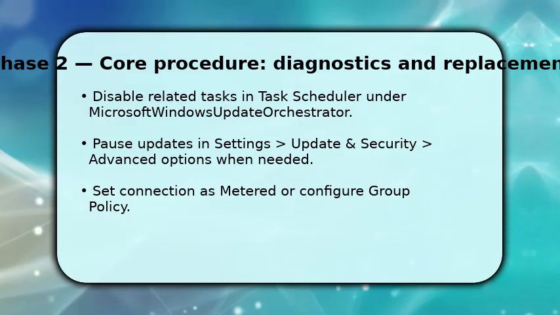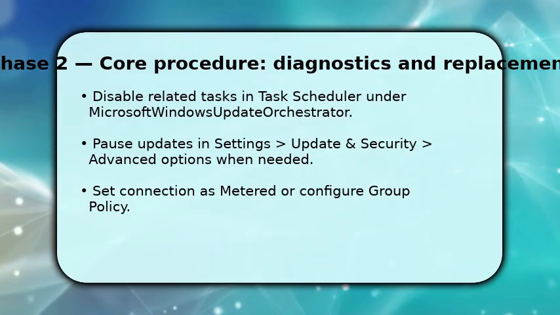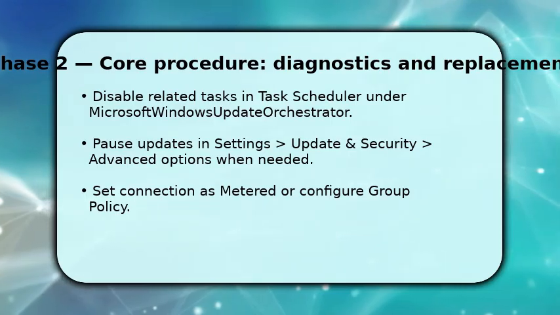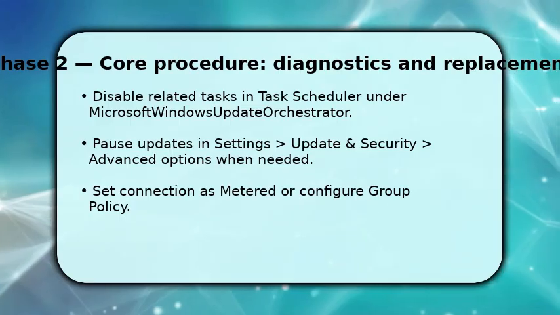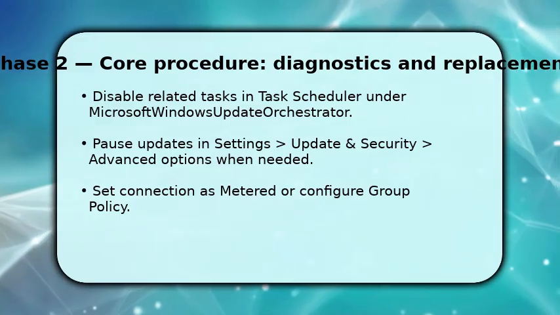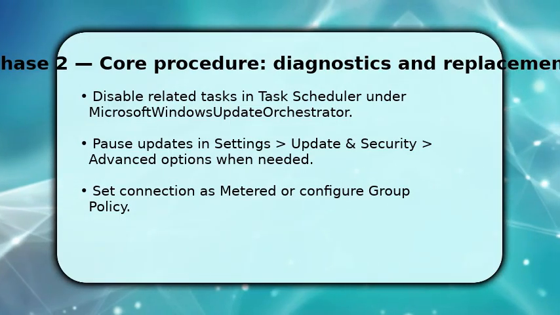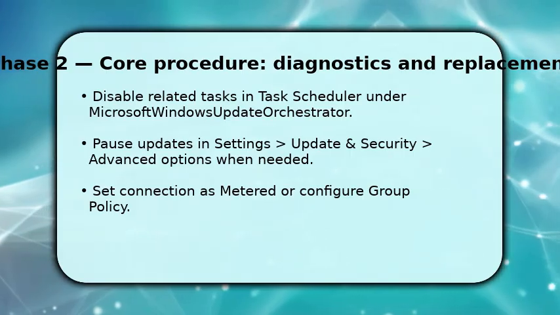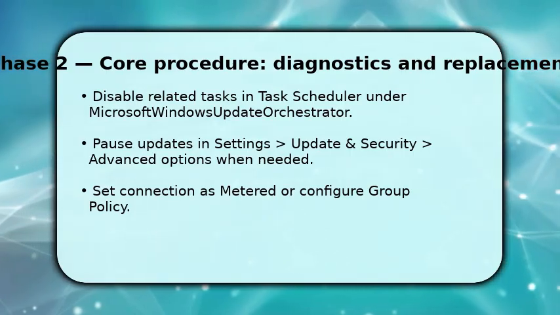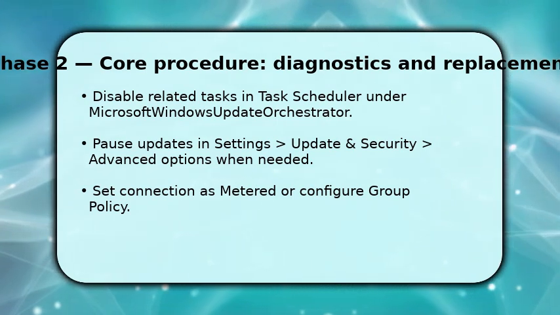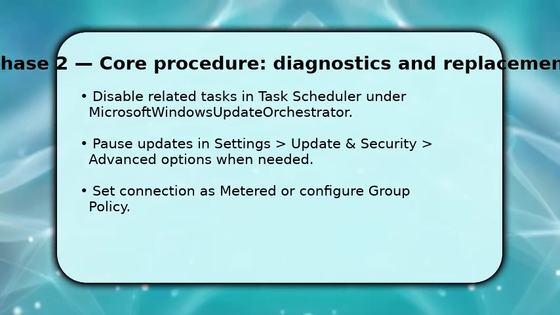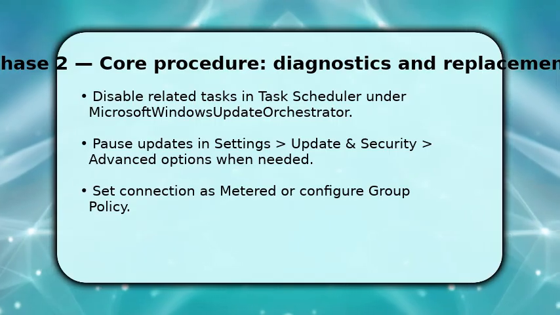Next, set your network connection to metered. Windows defers many updates on metered connections, or use group policy to configure do not include drivers with Windows updates and automatic update behavior. These measures complement disabling the service and reduce the chance Windows restarts update components without your consent. Finish by rebooting and verifying the Windows Update service remains disabled and scheduled tasks stay off.